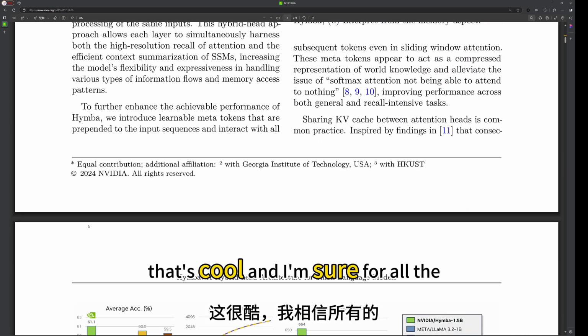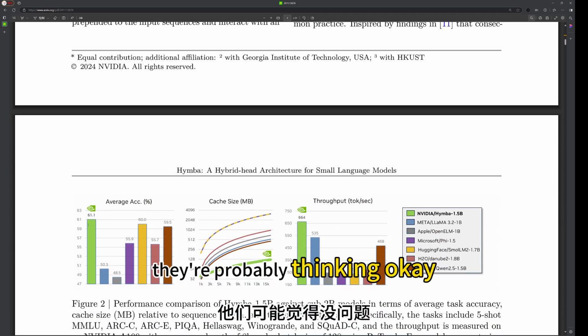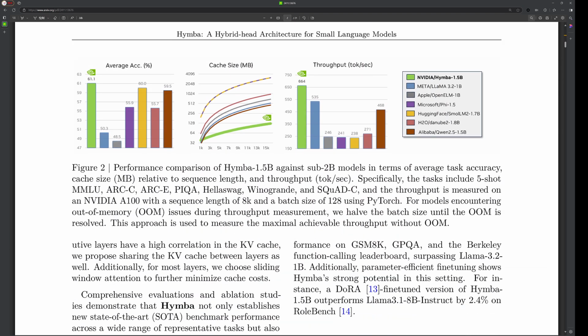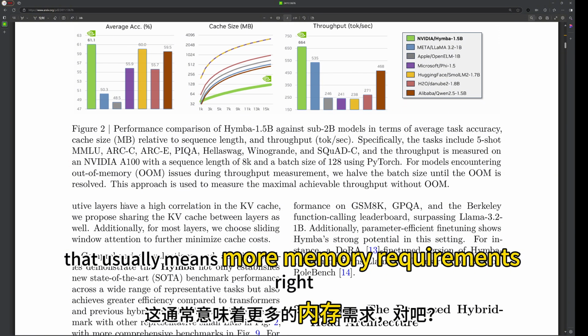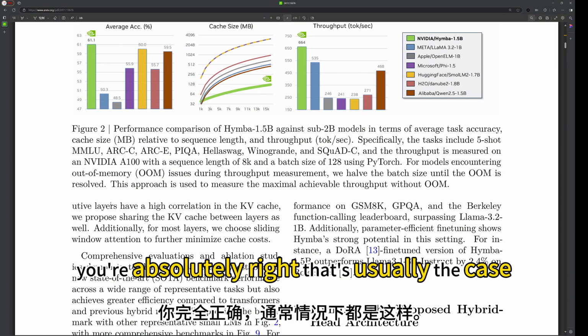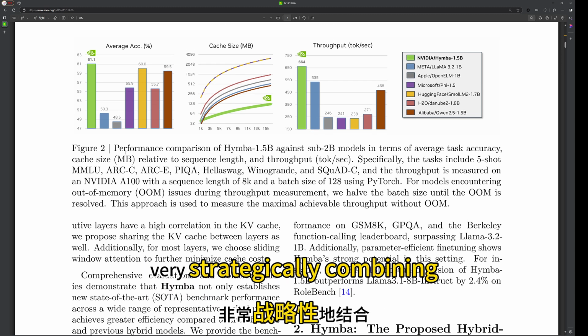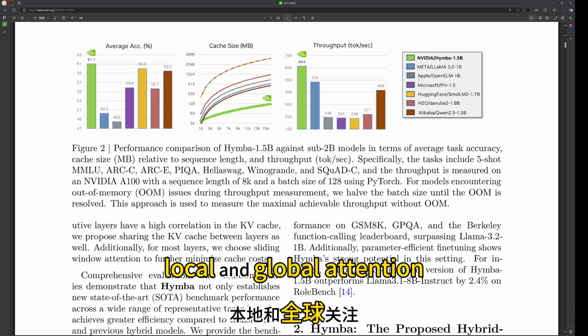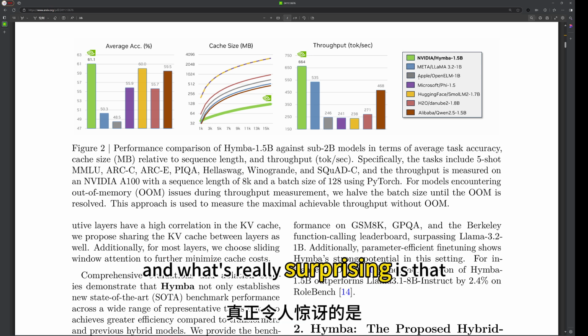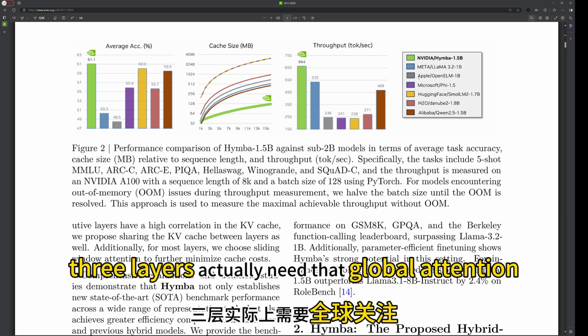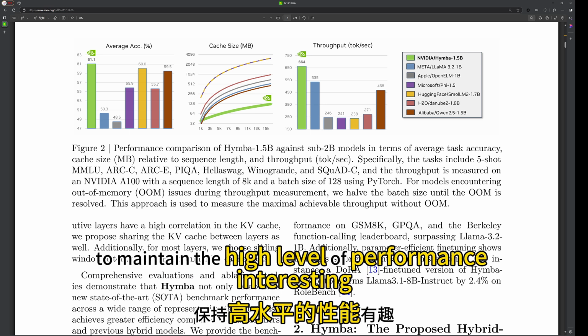That's cool. And I'm sure for all the LLM experts out there listening, they're probably thinking, okay, more attention heads, that usually means more memory requirements, right? You're absolutely right. That's usually the case. But Hymba actually gets around that by very strategically combining local and global attention. And what's really surprising is that they found that only 3 layers actually need that global attention to maintain the high level of performance.